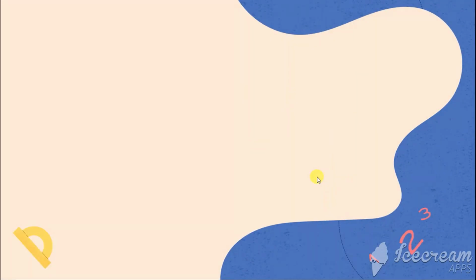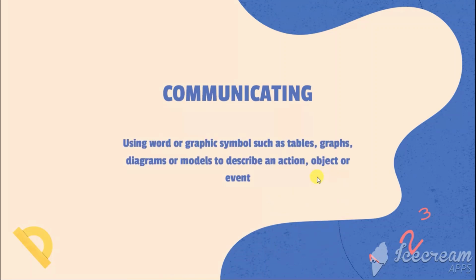Next one, let's look at communicating. So what is communicating? Communicating is using words or graphic symbols such as tables, graphs, diagrams or models to describe an action, object or event. Communicating doesn't mean you're talking. In science, you are presenting your data, presenting the information you have collected in the form of a table, graph, diagram or model.